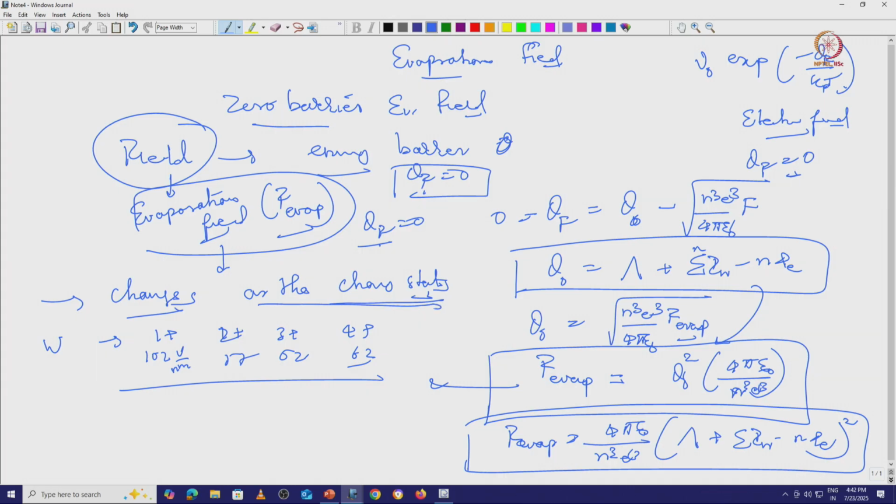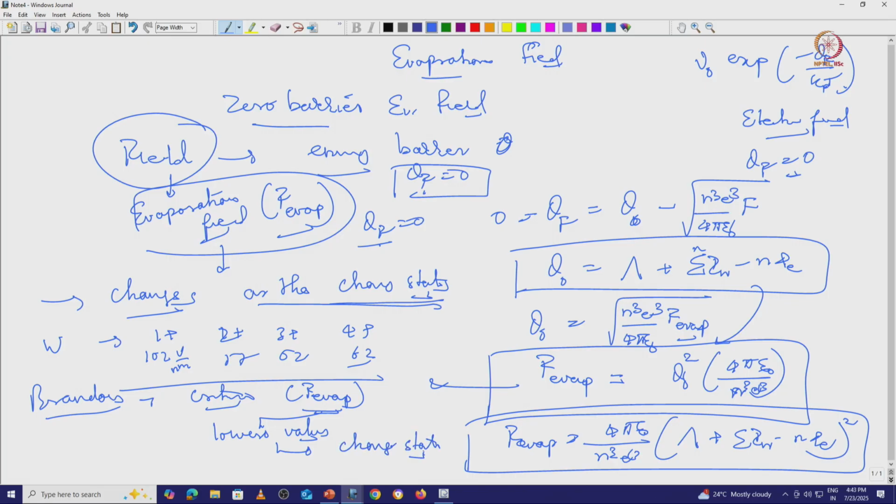Okay, so Brandon has made a criterion for field EVAP, which he has defined as: the evaporation field which has the lowest value, and the corresponding charge state, will be the dominant one of the ions during the field evaporation.